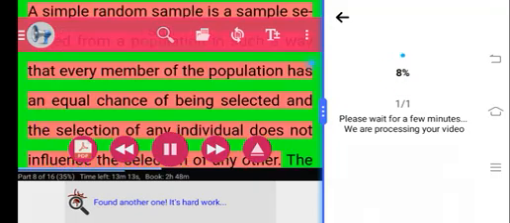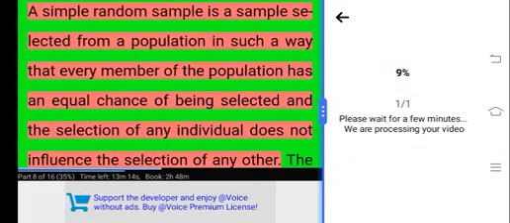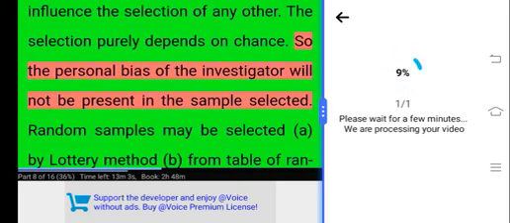Simple random sampling. A simple random sample is a sample selected from a population in such a way that every member of the population has an equal chance of being selected, and the selection of any individual does not influence the selection of any other. The selection purely depends on chance. So the personal bias of the investigator will not be present in the sample selected.